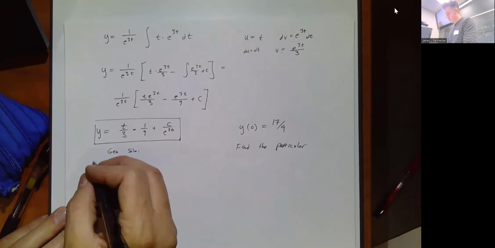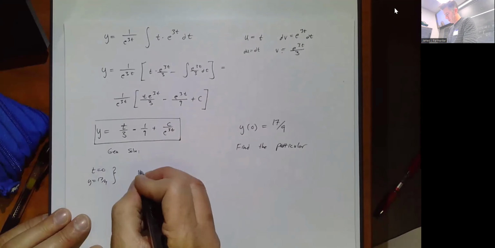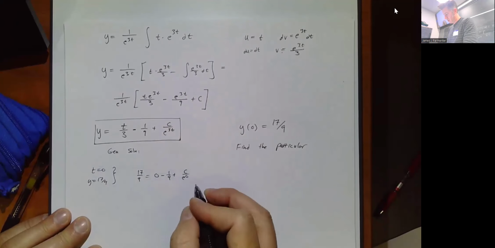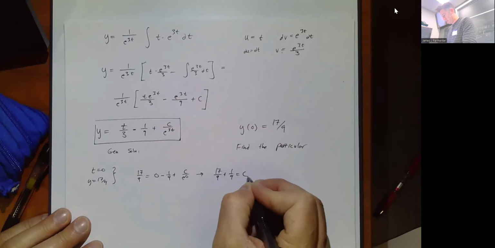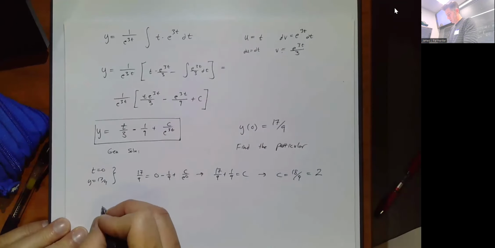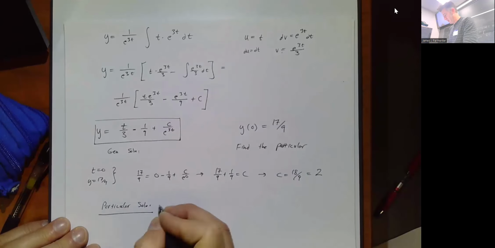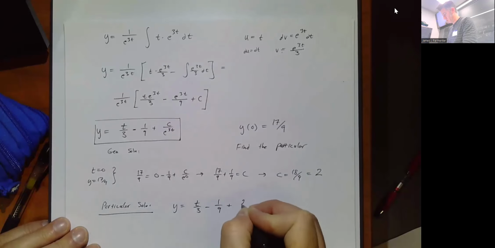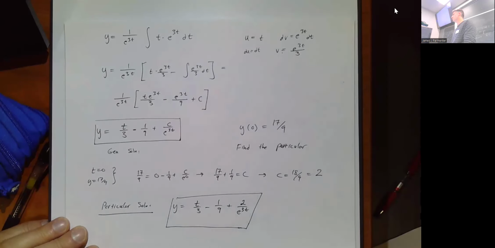It's okay. So plug in t equals 0, y equals 17 over 9 to get that 17 over 9 equals 0 minus 1/9 plus c over e to the 0. So we get 17/9 plus 1/9 equals c. So we get c equal to 18 over 9, which is 2. So our particular solution is going to be y equal to t over 3 minus 1/9 plus 2 over e to the 3t. Cool.